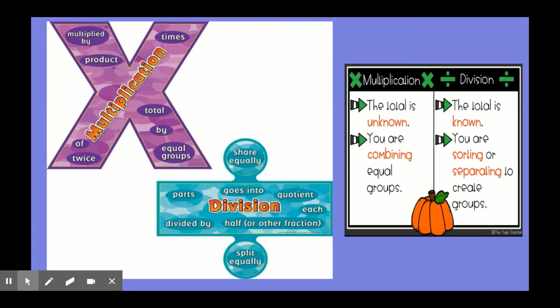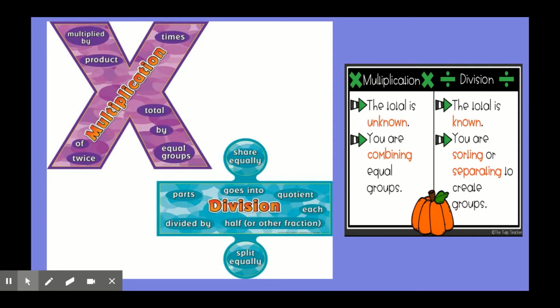All right, here I have a visual that tells me some of the words that I use when I use multiplication, which is the X sign, and division. Division is that dash with a dot on either side, on top and bottom, okay? Some words that indicate when to multiply in a word problem include times, total, by, equal groups. Some words that indicate when to divide are quotient, divided by, split equally, parts.